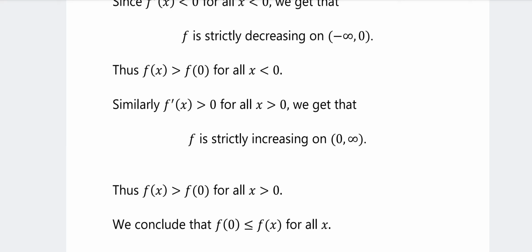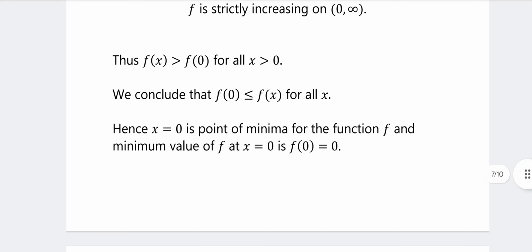So combining both the facts, f(0) is less than f(x) for all x. It means that at the point 0 the function has a minimum value. So x equal to 0 is the point of minimum for function f, and the minimum value of f at x equal to 0 is f(0). F evaluated at 0 is 0. So x equal to 0 is the point of minimum for f, and its functional value at 0 is 0.